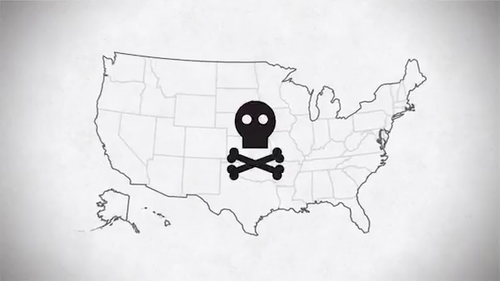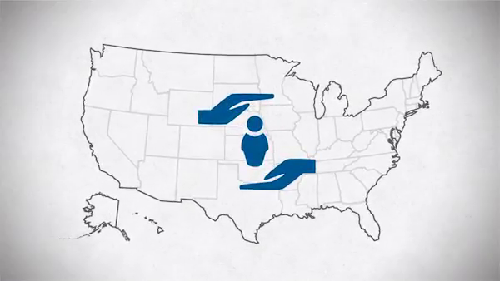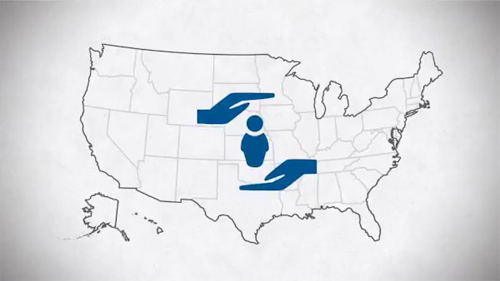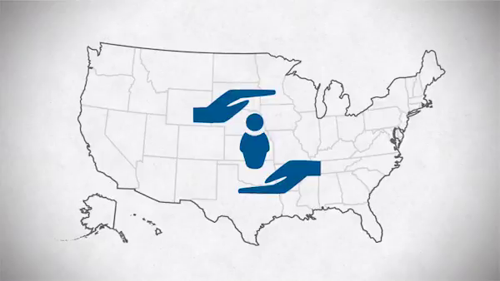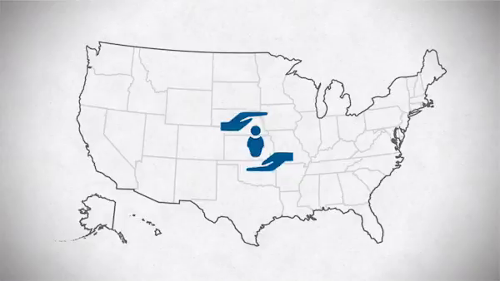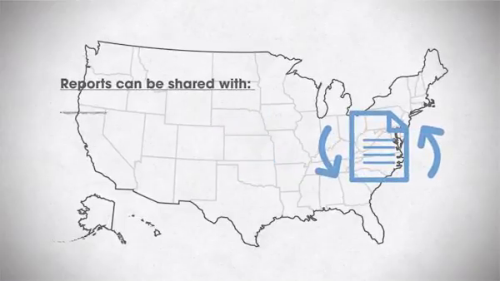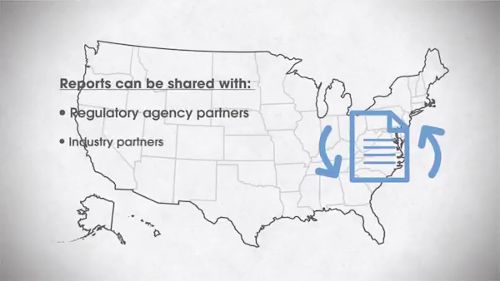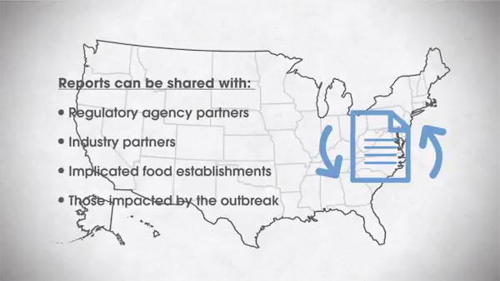Foodborne disease outbreaks can present a serious public health threat. Epidemiologists work with public information officers to let the public know about current outbreaks and food recalls. When an outbreak investigation has concluded, epidemiologists write up a final outbreak report that details the investigation procedures as discussed in this video. Depending on the laws in your state, the report can be shared with regulatory agency partners, industry partners, implicated food establishments, and those impacted by the outbreak.